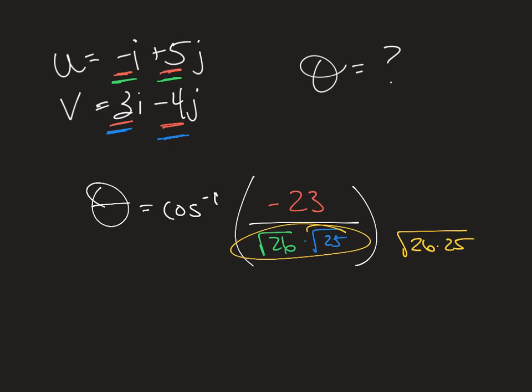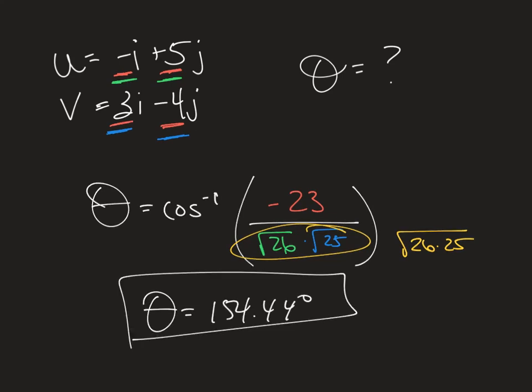If it's a perfect square, I don't write the whole number, and I don't ever break my square root down. You can just leave it like that. So when you plug it into your calculator, theta is going to be 154.44 degrees. So the angle between those two vectors, if I were to do the geometric representation of those vectors, would be roughly 154 degrees.